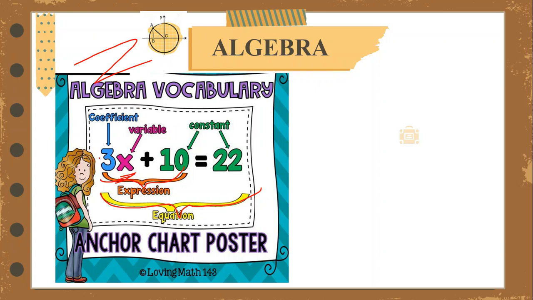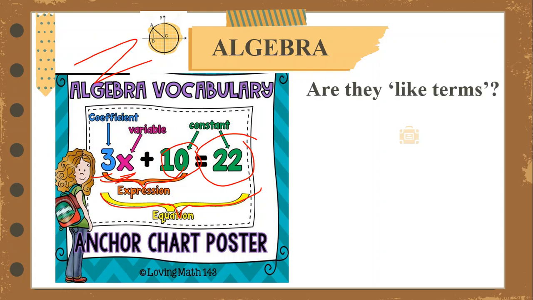Next to a variable is what we call the coefficient. The variable is the letter, and the coefficient is its partner, the number beside it. The constant is just a number, one that stands alone. That is the constant. So now I want you to determine if they are like or unlike terms.